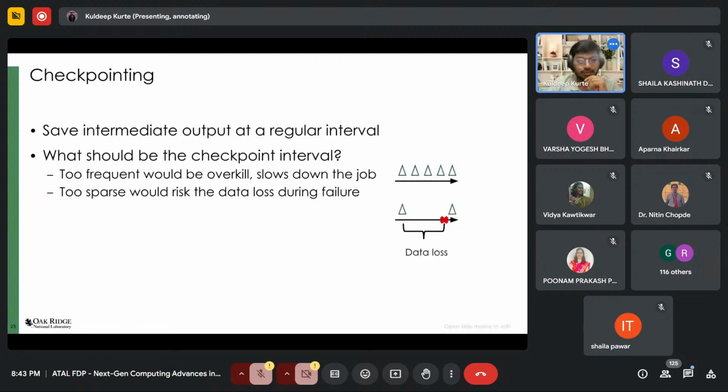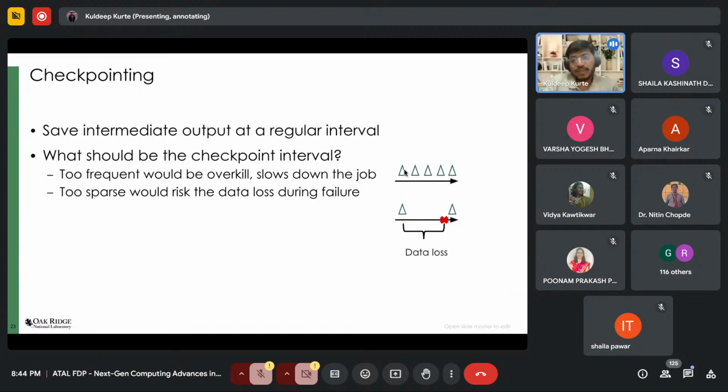Since we are talking about checkpointing, we want to save the intermediate output. That we now understood. But the very next question is at what interval you want to log the checkpoint, or at what interval you want to write your data to the persistent storage. Let's say your job will be running for 6 hours, so should you write the checkpoint every hour, or every 10 minutes? That's the question, right?